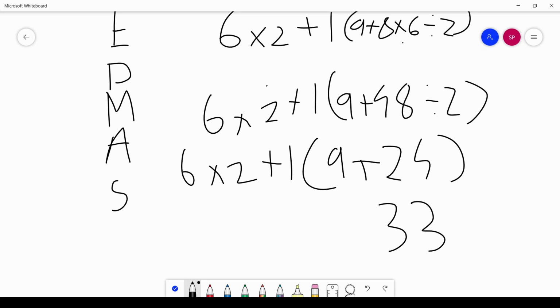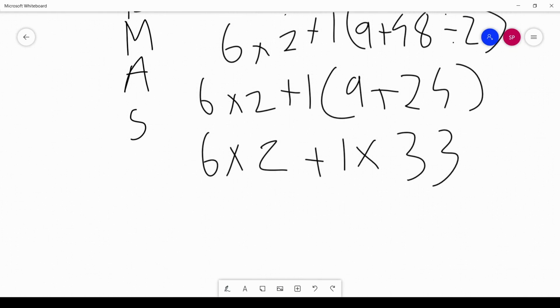But there is no sign between the brackets and the 1. So what do we put here? Do we put an addition sign between these? Do we put a multiplication sign between these? What do we put? When there's no gap in these kinds of equations, we call them algebraic expressions, we put the multiplication sign here. So then we carry on, putting everything as it is.